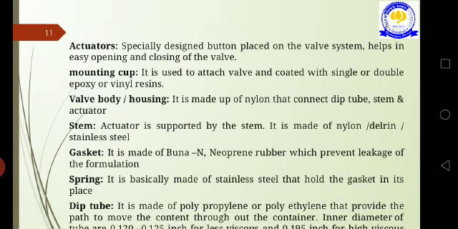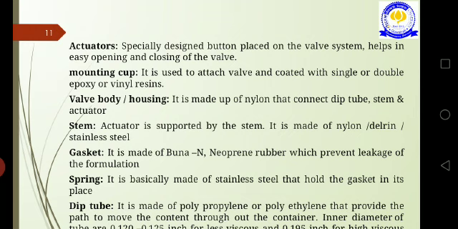Next, the actuator. As I have told you, the actuator is the system which, when we tip or press down, opens the valve area and expels the liquid outside. So opening and closing of the whole system is maintained by the actuator system. The mounting cap is the part by which the system, from top to bottom, is held, and it is attached to the body of the container.